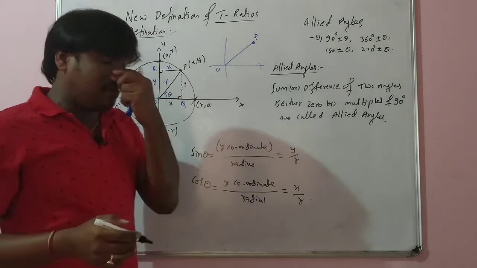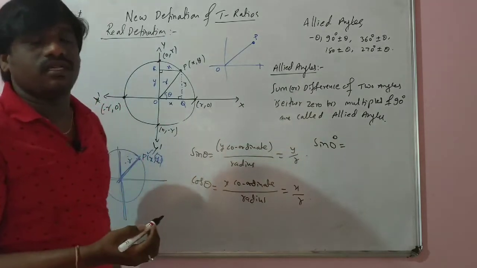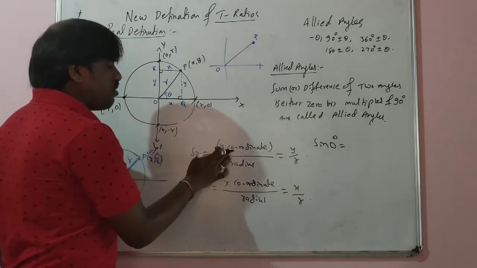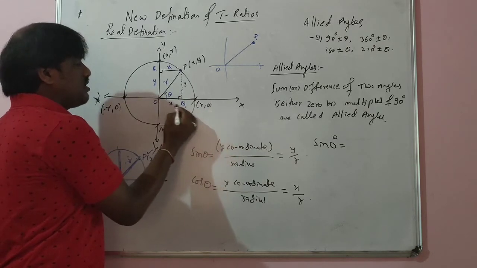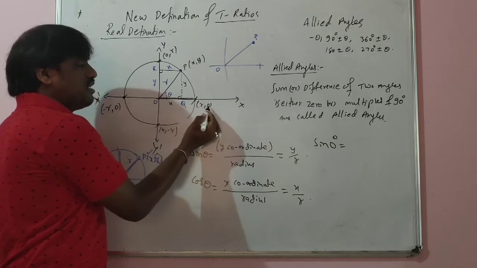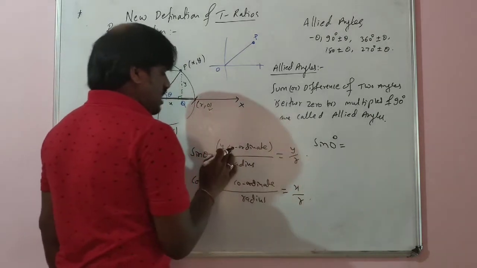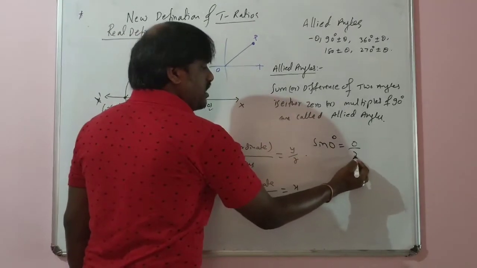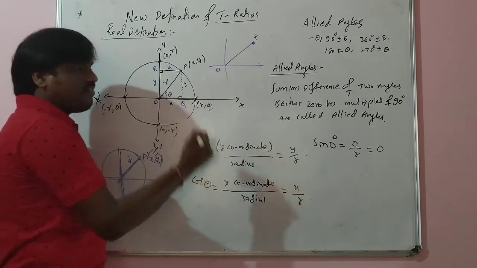So why I am explaining means, suppose I want to find sine 0 degrees. How did sine 0 degrees come? Sine 0 is what here? Y coordinate by radius. What is the y coordinate here? 0. You can see 0 degrees means this is the line of 0 degrees, and the y coordinate here is 0. So sine theta is 0 by radius, 0 by anything is 0. Sine 0 is 0. This is the beauty of mathematics.